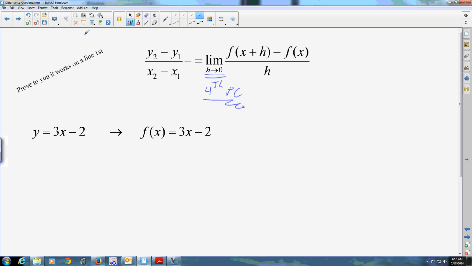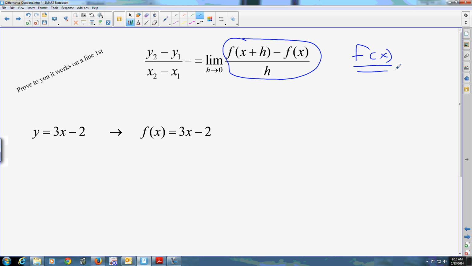Even if you're not going on to pre-calc, the reason that we're going to work with this is because we're working with function notation, this f of x stuff. And this is a great application for when is this used? Well, you use it to find slope. That's one application of it. Okay? So that's the other reason we're doing it.